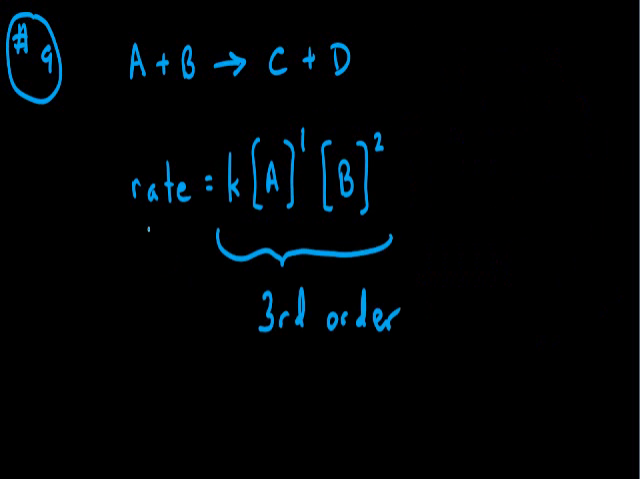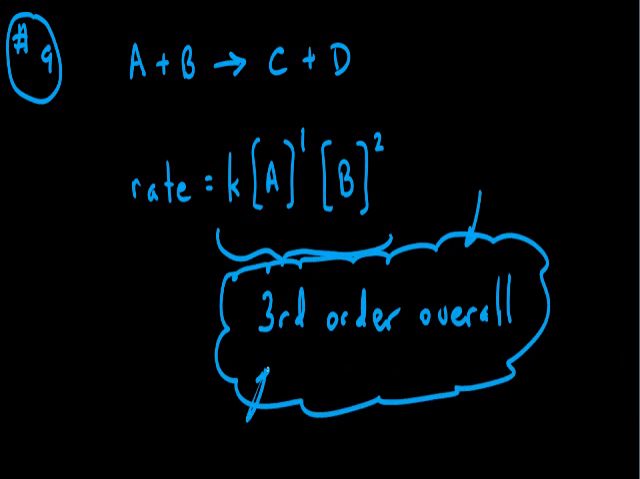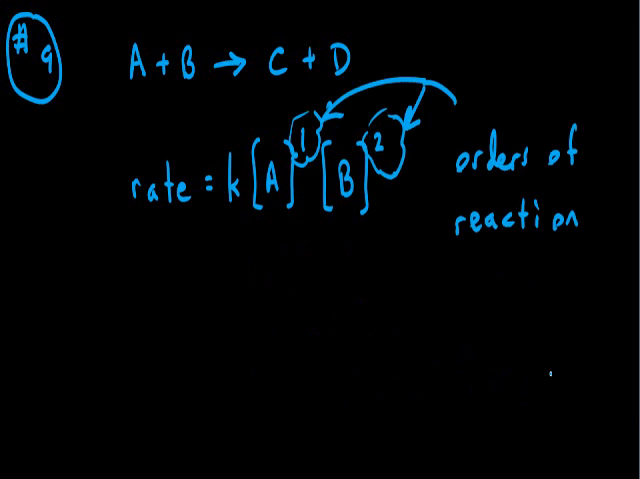Now the sum of the orders in a particular rate law give us the overall reaction order for a reaction. So we'd say it's third order overall for this particular reaction, in that if we take a first order plus the second order, that adds up to be 3, and we'd say that the reaction overall is a third order reaction. Now a key thing with orders of reaction, both this first order and second order in this reaction, is that orders of reaction are determined by experiment only.